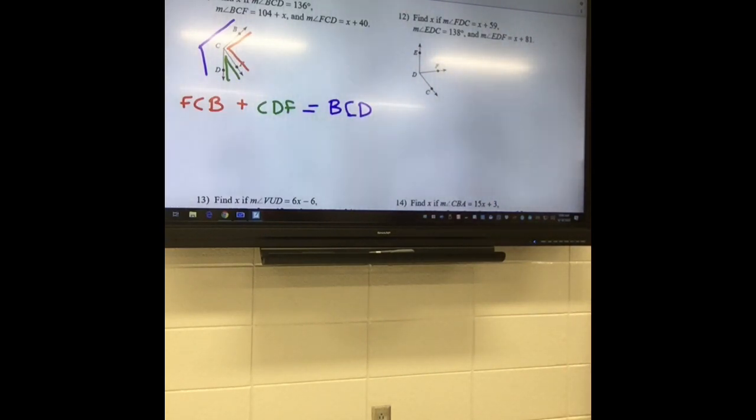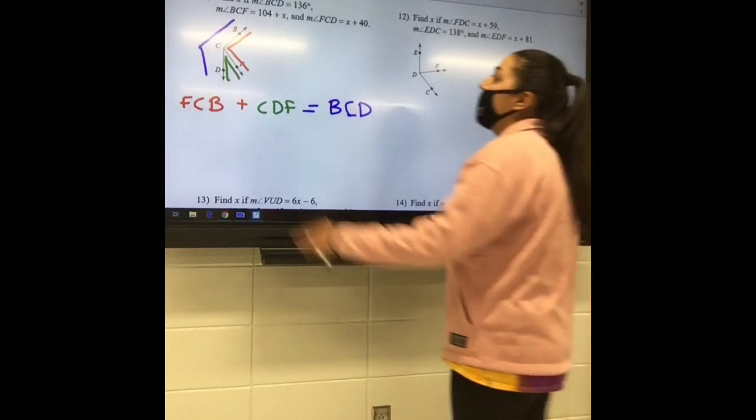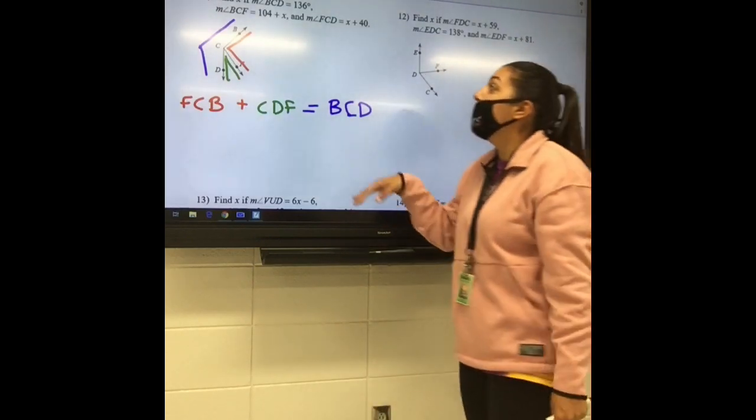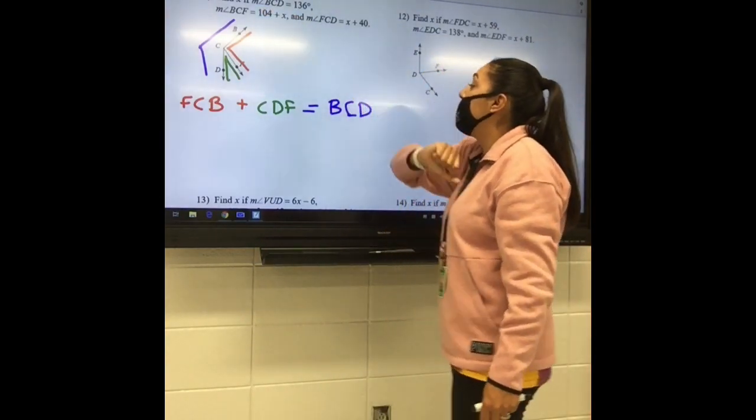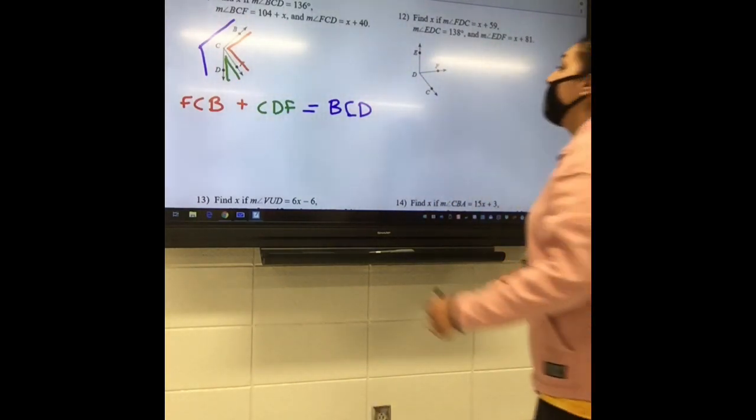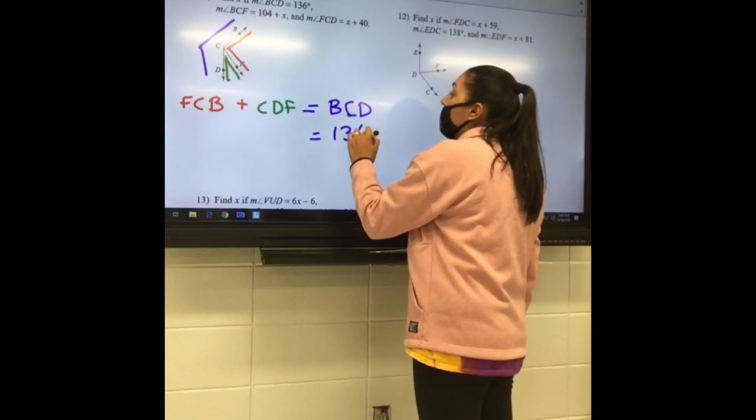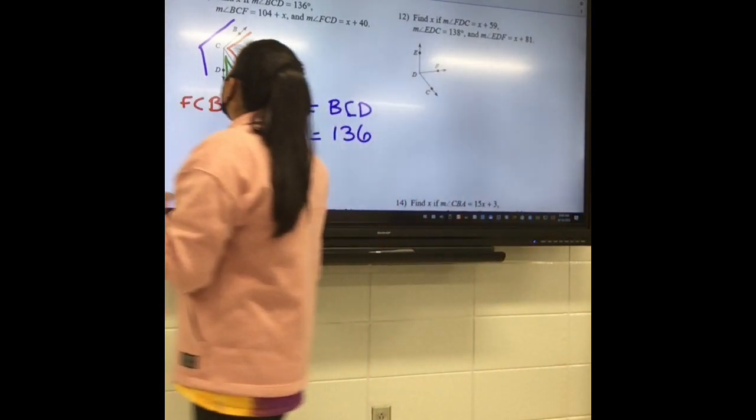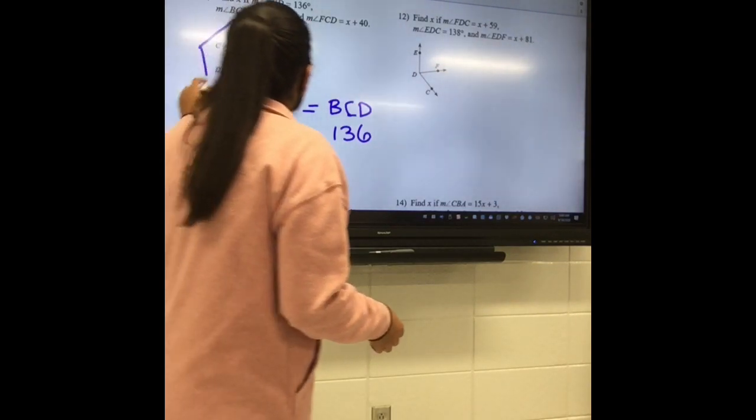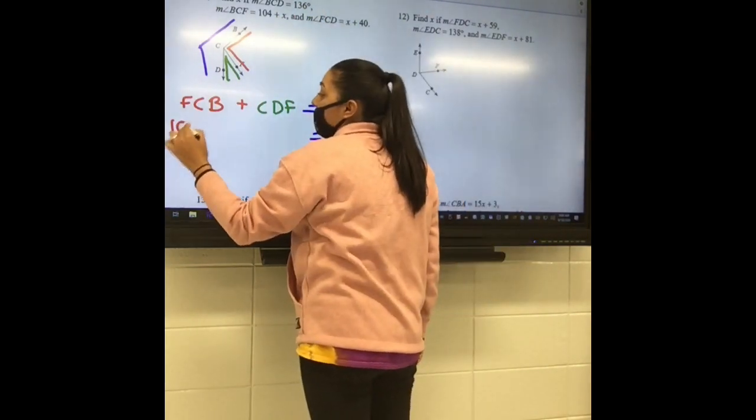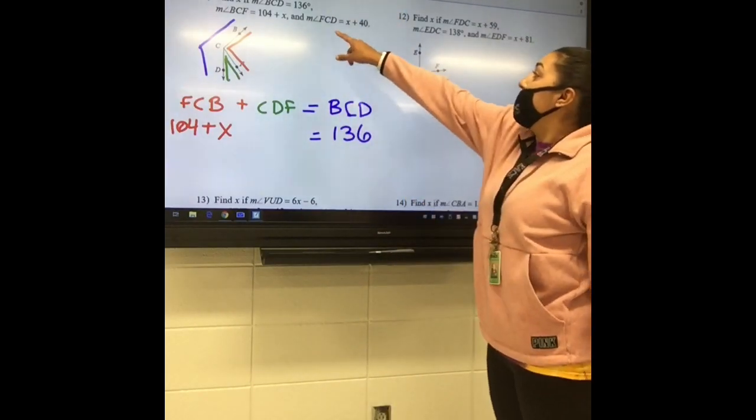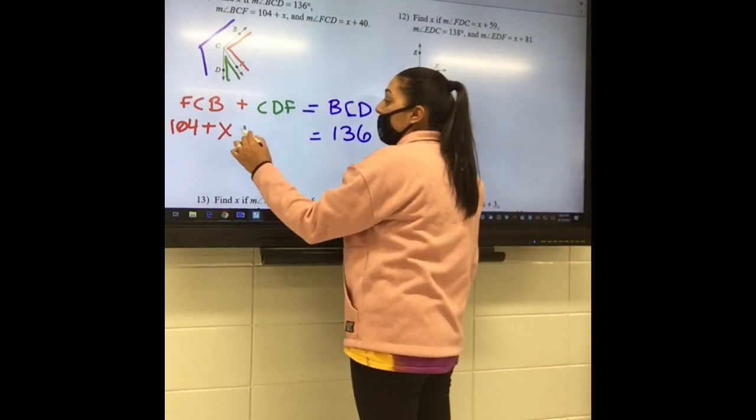Now let's look at the stuff we're given, just like we normally would. It says find x. So this time we're trying to find x rather than a very specific angle. It says BCD equals 136. What is BCD? The big angle. So the big angle equals 136. Then it says BCF is 104 plus x. Then it says FCD is x plus 40.